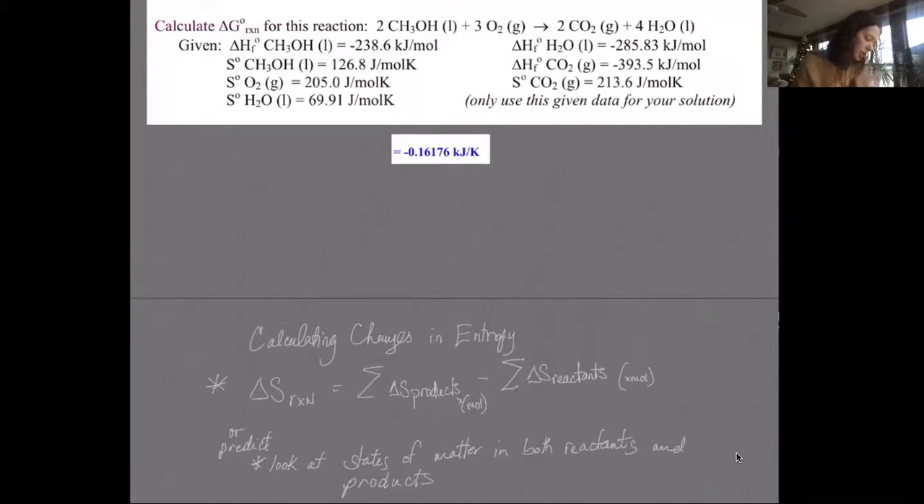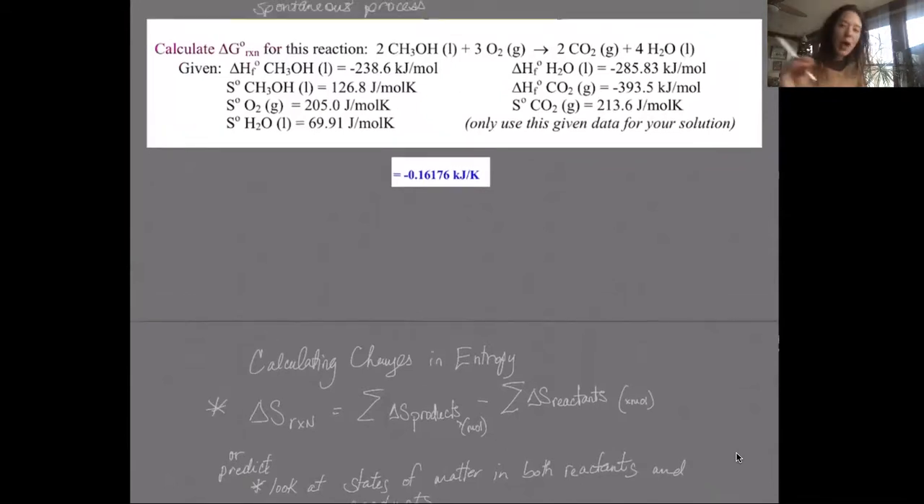Calculate delta G for this reaction. We're not calculating delta G because that's not this. But in order to calculate delta G for this reaction, you have to calculate delta S. So we are going to not do what we're being asked to do, but rather we are going to calculate delta S. Okay?